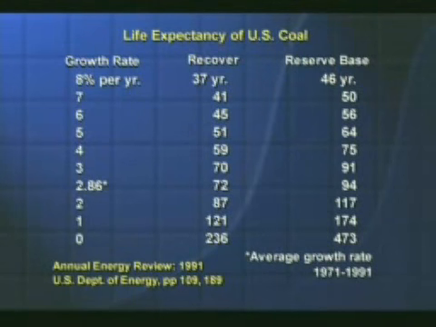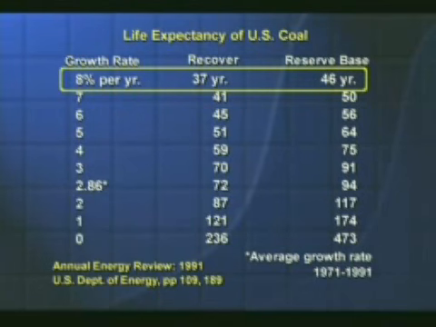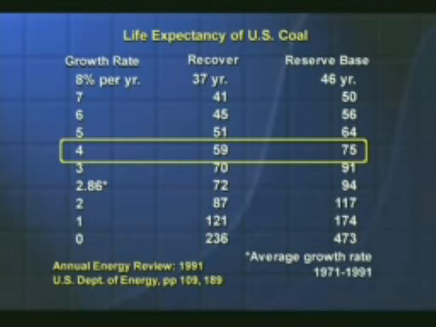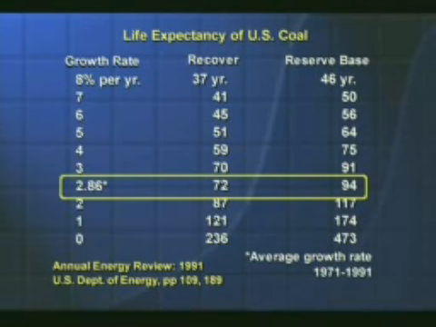Back in the 1970s, we had a national goal of achieving 8% per year growth rate in coal production in the United States. If that could be achieved and continued, coal would last between 37 and 46 years. President Carter cut that goal roughly in half, hoping to reach 4% per year. If that could continue, coal would last between 59 and 75 years. Here's that 2.86 that we just saw, the average for a recent 20-year period. If that could continue, coal would run out between 72 and 94 years. That's within the life expectancy of children born today.